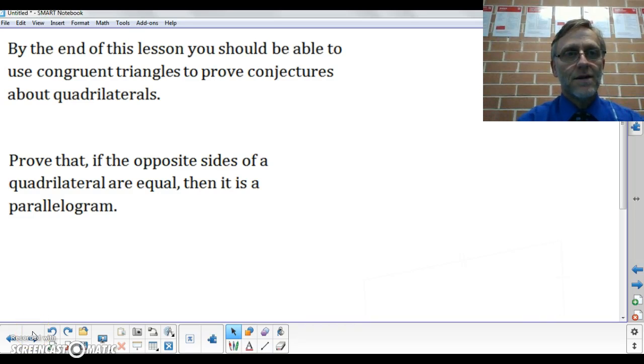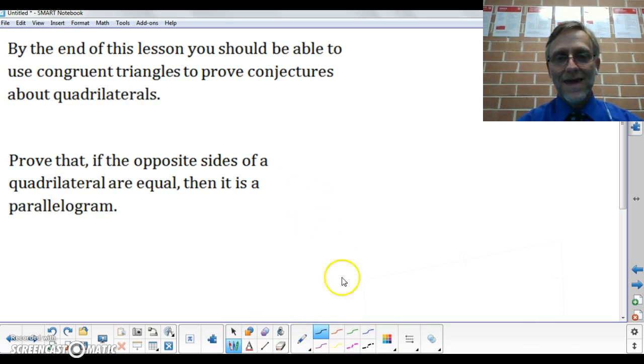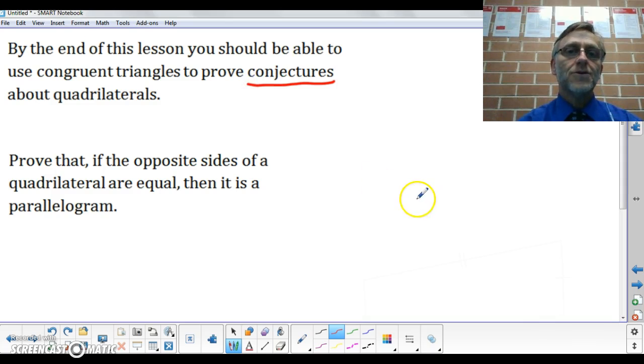Hi Year 10. By the end of this lesson, you should be able to use congruent triangles to prove conjectures about quadrilaterals. That word conjecture means a guess. If you have a guess about quadrilaterals, you should be able to prove it using congruent triangles. Here's the kind of thing I'm talking about.